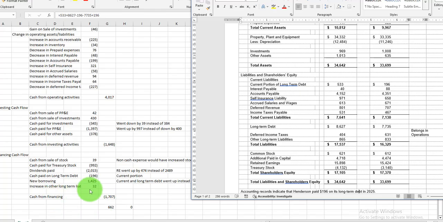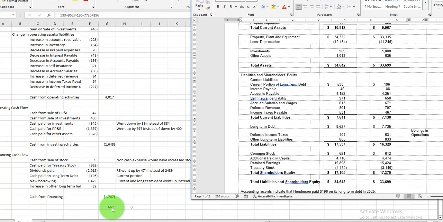And then this last one is long-term liabilities. One thing that we haven't dealt with is long-term liabilities. There's a difference of 32 up. So our cash from financing added up is actually negative 1707. We paid more out for treasury stock and dividends than we borrowed in new money and new debt. So taking 4017, 1648, and 1707, we get 662, which was the change in cash we are trying to explain.